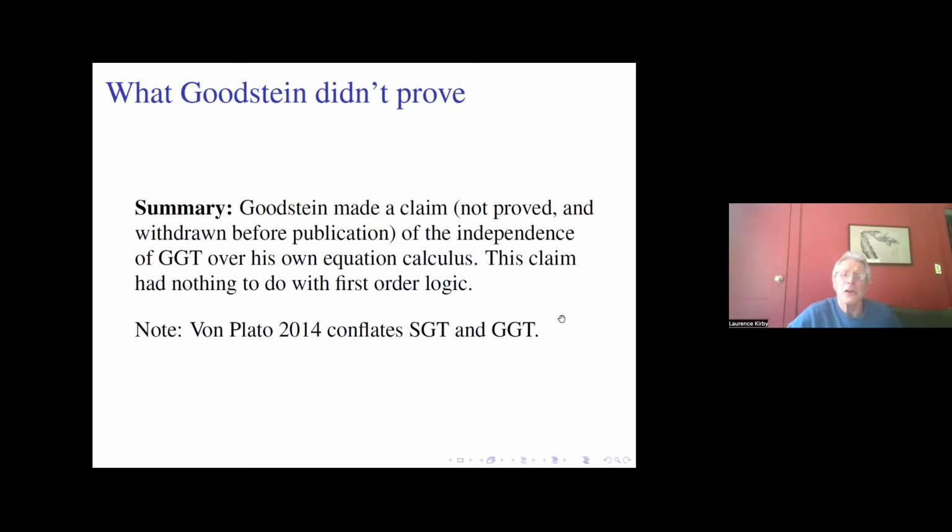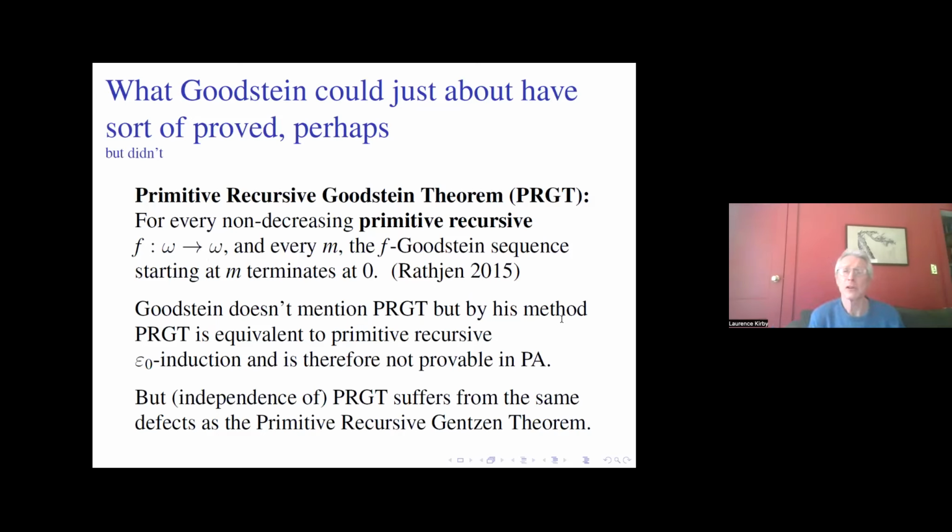But it wasn't about first order logic. But nonetheless, it was an independence result for his theorems. And I'm sure it's true. Von Plato in his article uses the same name for what I'm calling SGT and GGT, calls them both Goodstein's theorem, and that could lead the casual reader to think that Goodstein knew the independence of SGT. We can rescue Goodstein in this sense, just like we did for Gentzen. So Goodstein could have done this.